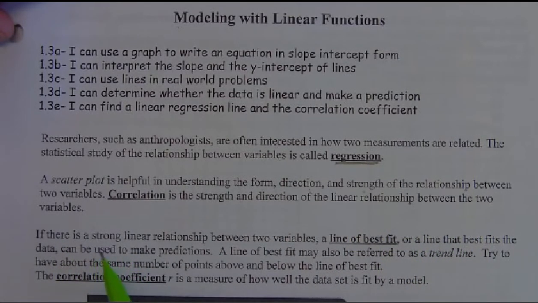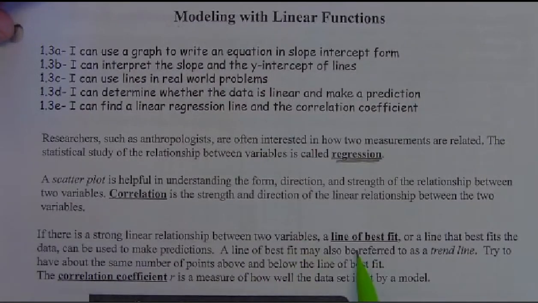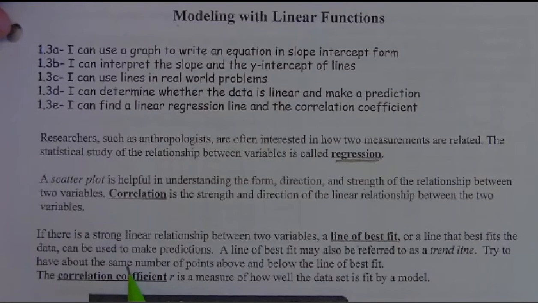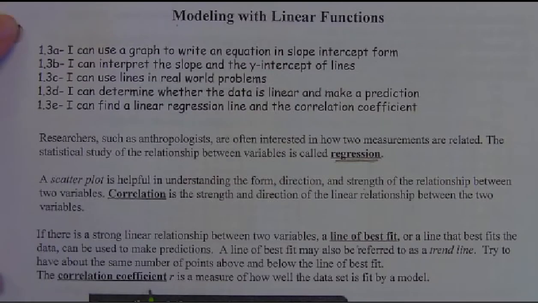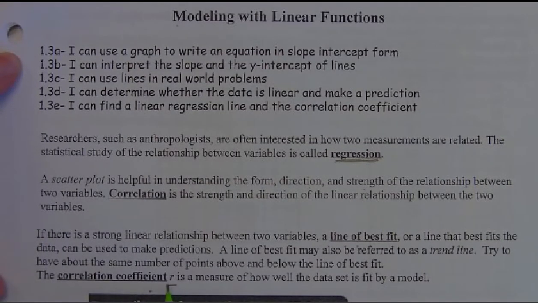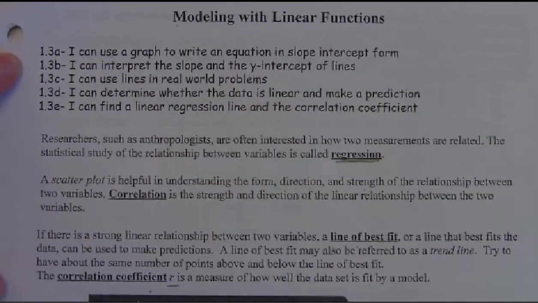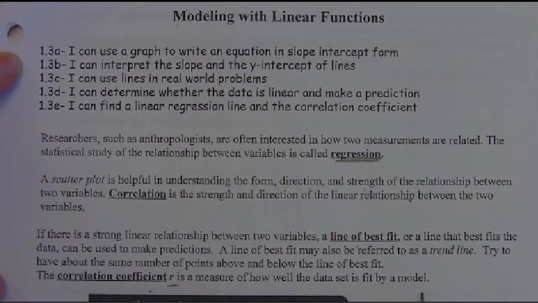Now, every time we have a strong linear relationship, we get this thing called a line of best fit. The line of best fit is the one that can be used to best represent all your data points put together. It also can be used to make predictions. Another word for it is a trend line. Every time you have a line of best fit, you also have a correlation coefficient, and that is an R value. That tells you how well the data fits the line of best fit that you drew.